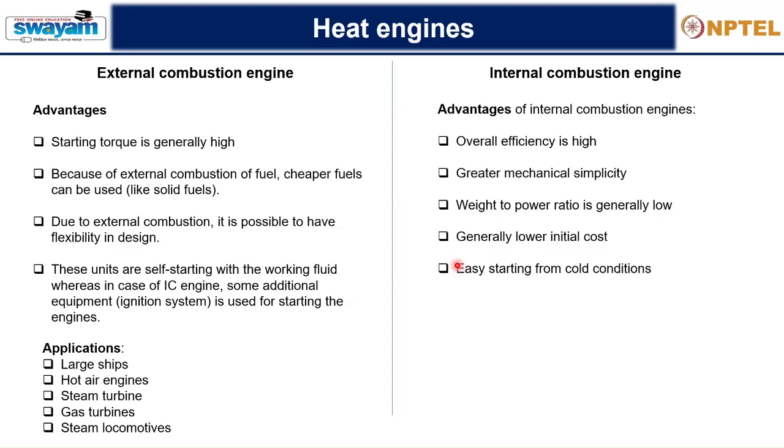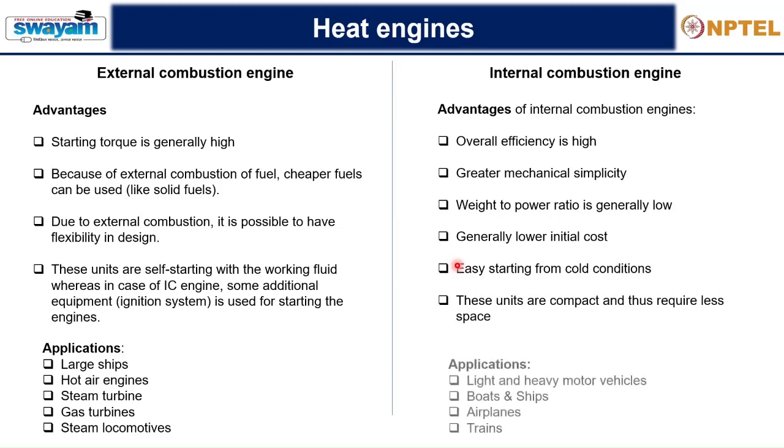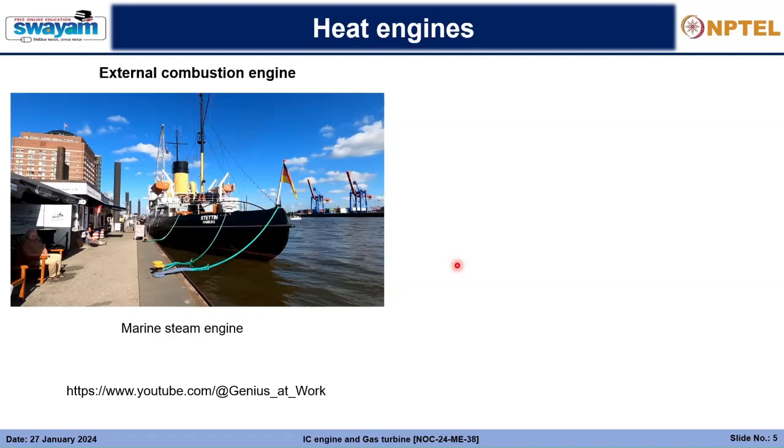So these kinds of systems are also used in internal combustion engines in order to get rid of the drawbacks. Again, we know that these units are compact, and the applications include light and heavy motor vehicles, boats and ships, airplanes and trains. This is an example of the external combustion engine, the marine steam engine, where the steam produced is used to rotate the turbines. And this is a video, so have a quick look at how it is happening.